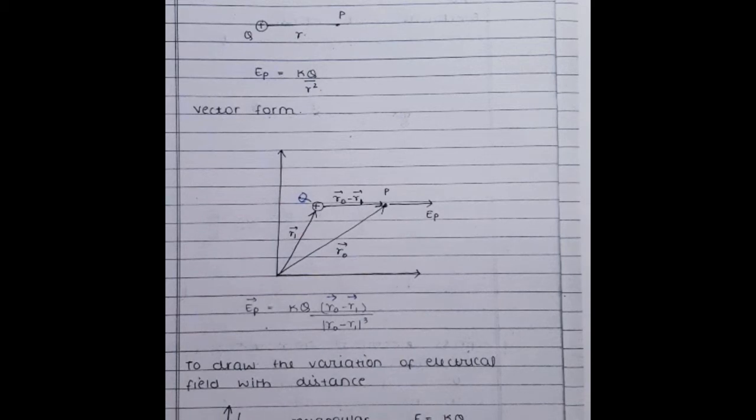The last thing in this is to draw the variation of electrical field with distance. The formula for electrical field was kq upon r square. So E will be inversely proportional to r square. You have seen this earlier in the case of force. This is simply the inverse square law. And anything which is inversely proportional to r squared, the graph you know would be like this. And you've heard this word called rectangular hyperbola. So that's how we draw the graph between electrical field and the distance.